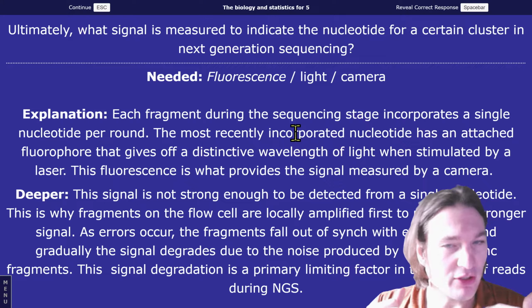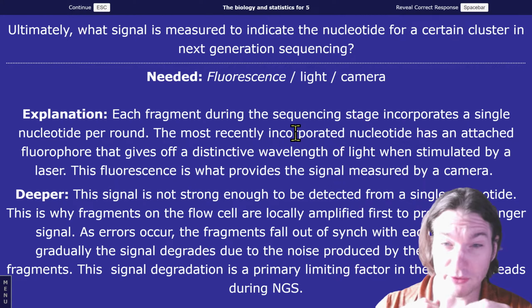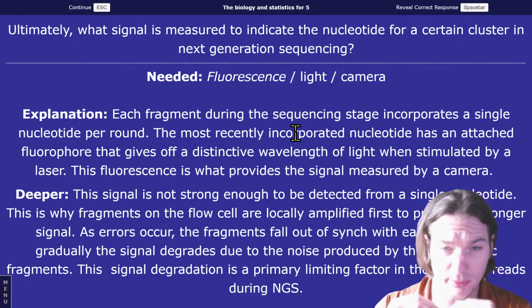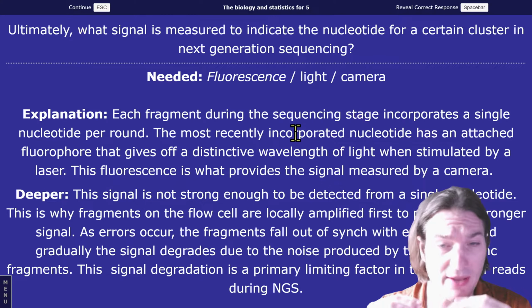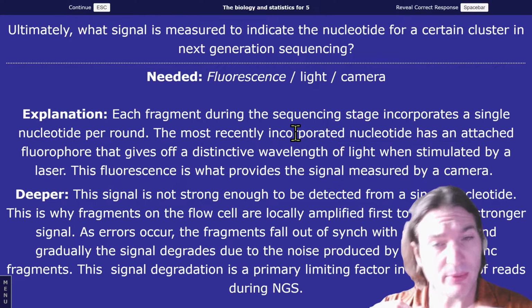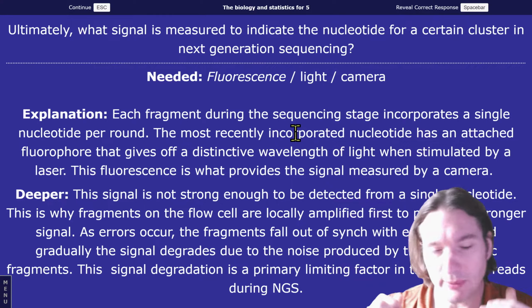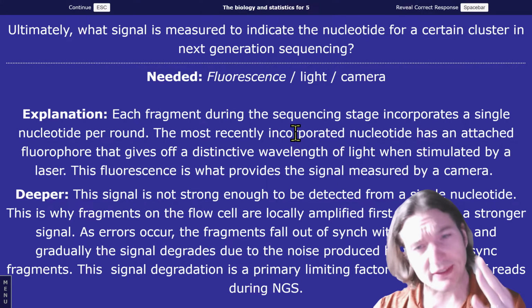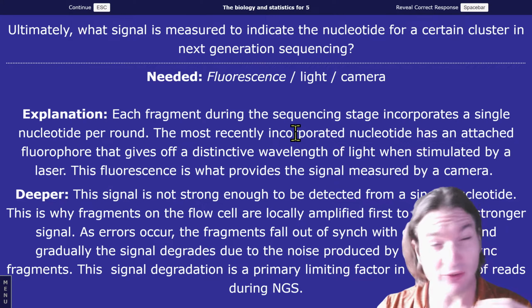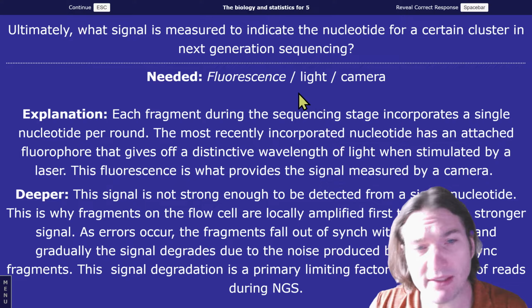This is actually what eventually degrades the signal and causes the flow cell to eventually not be able to produce good sequence data, at least not reliably. This is at least one of the reasons why, with next generation sequencing, there is a limit on how long the sequence reads can be. Newer technologies that do long read sequencing don't use that technique. They use a different method of actually doing the sequencing.